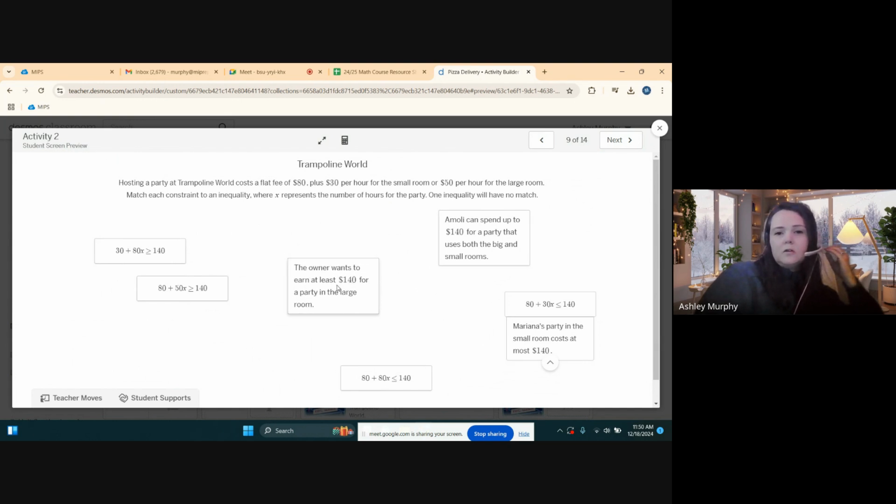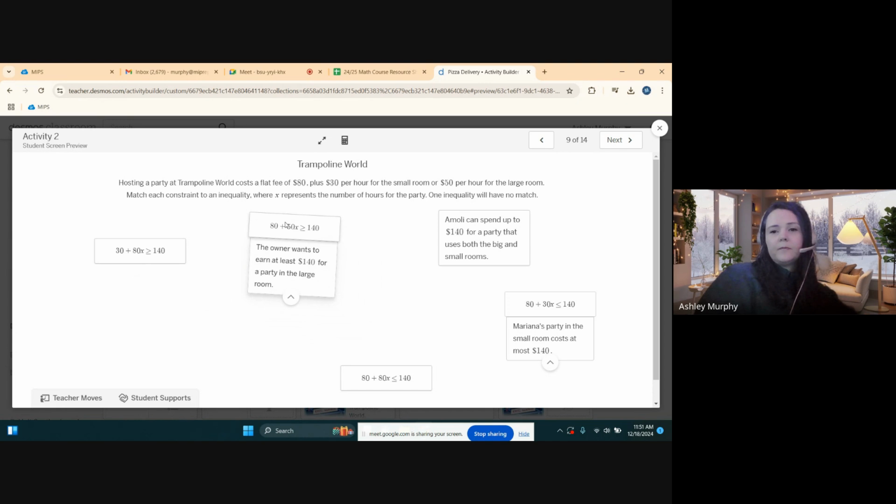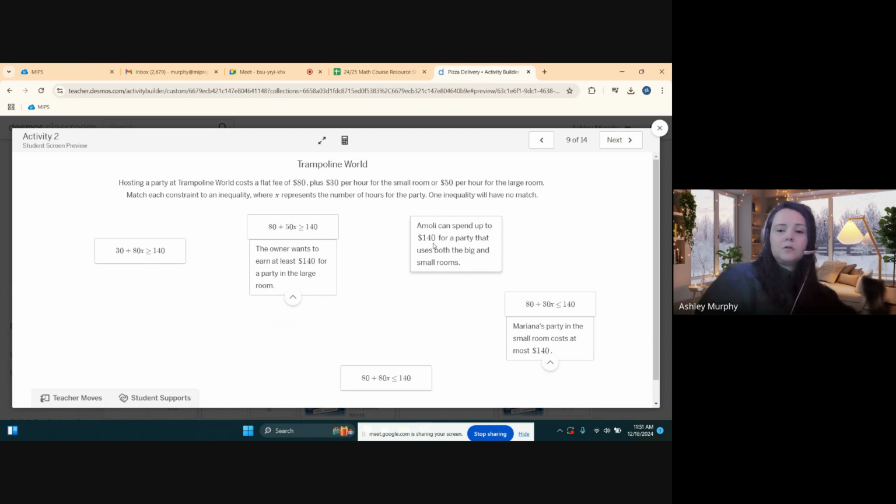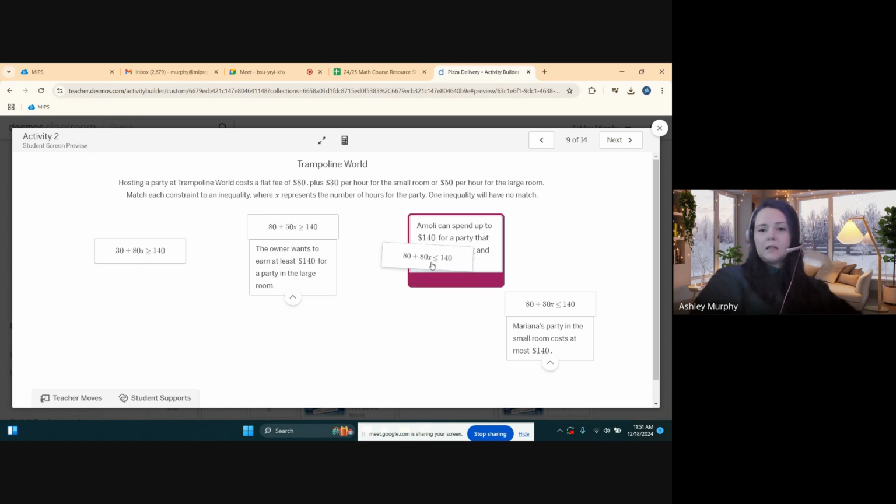Okay, and this one here says the owner wants to earn at least $140, at least 140. So this is the lower boundary, 140. It's okay if you make more than that. So we're going to look at these two examples, and it's a large room, so we'll go with the 81. And over here we have up to 140. If you can spend up to 140, that's your top cap. It's okay if you are lower than that, but you're not going to go over 140. So we want to be less than or equal to 140, not over 140.